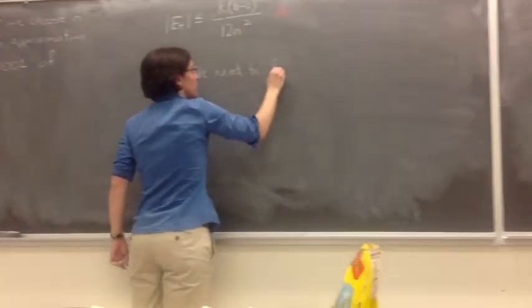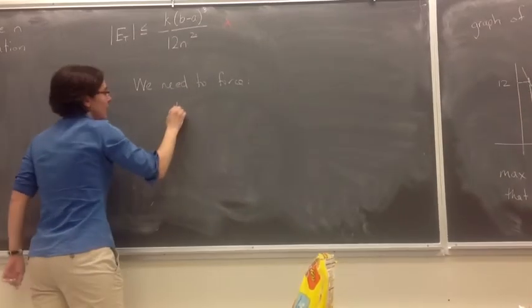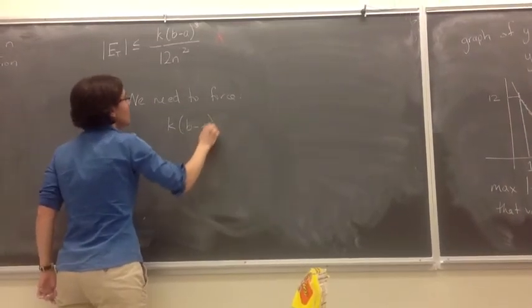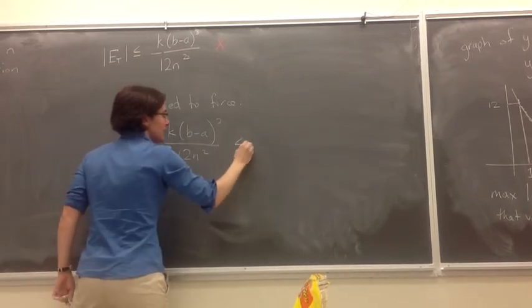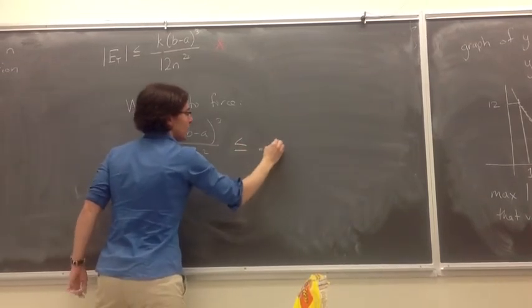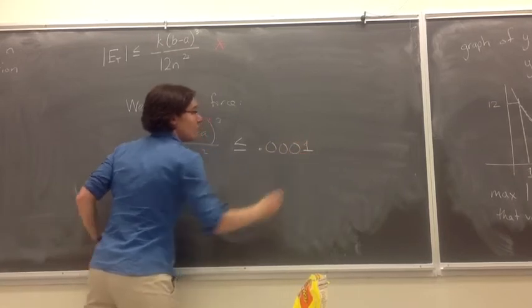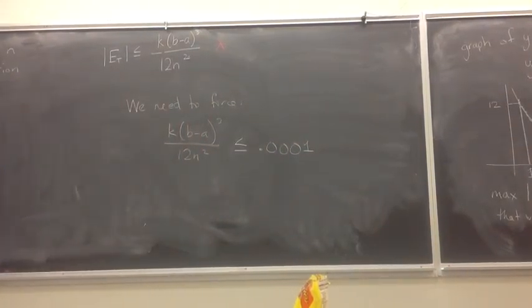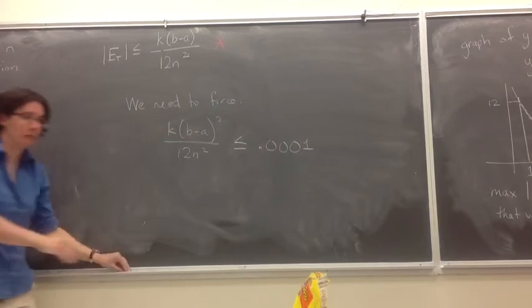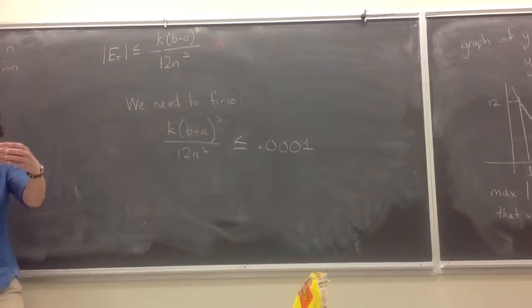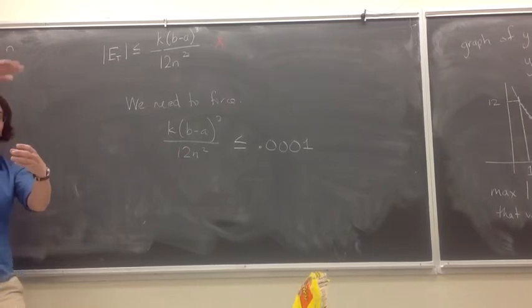We need to force k times (b minus a) cubed over 12n squared to be less than or equal to 0.0001. So it looks like my inequality is backwards. But really what I'm doing is saying, here's my error that I'm trying to force to be 0.0001. I've got a cap on that.